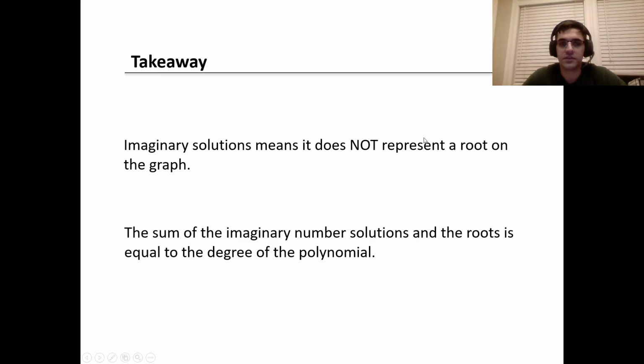All right, takeaways. When we're looking at polynomial functions and trying to find roots, if we come across an imaginary zero, it's not going to produce a root on the graph. And we've also seen some irrationals, and that just means we have to estimate our roots a little bit on our graph.